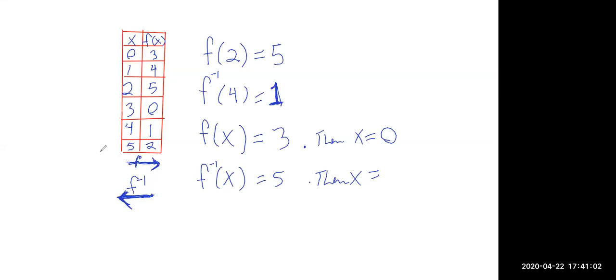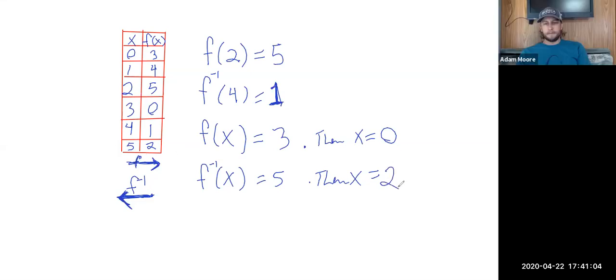A 2? Yeah, 2 does that. Then x must be 2 because f inverse works that way. And so, cool. A 2 is the number that ended up being a 5. Okay, cool. That being the case, I'm going to give you guys the same chart.